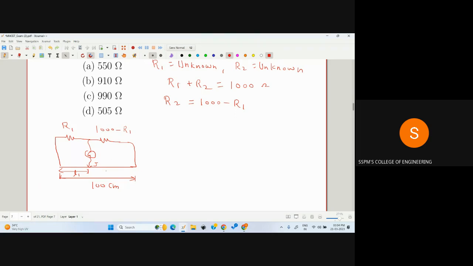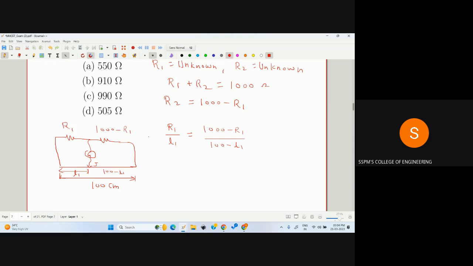This must be 100 minus L1. So for the first case, under the balance condition, the equation is R1 divided by L1 is equal to 1000 minus R1 divided by 100 minus L1. You will get this condition. Are you getting?